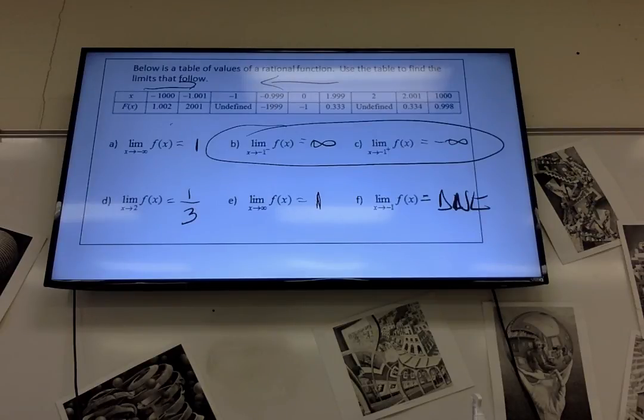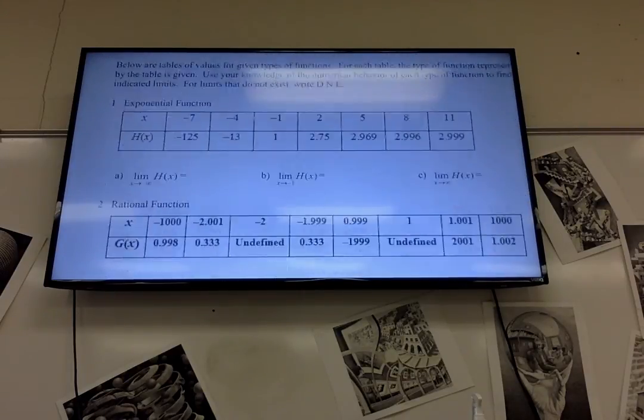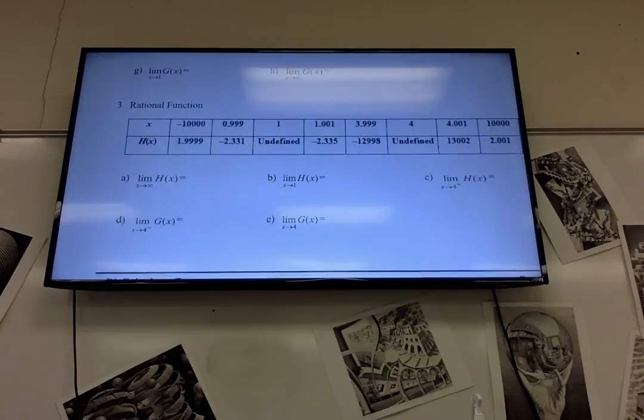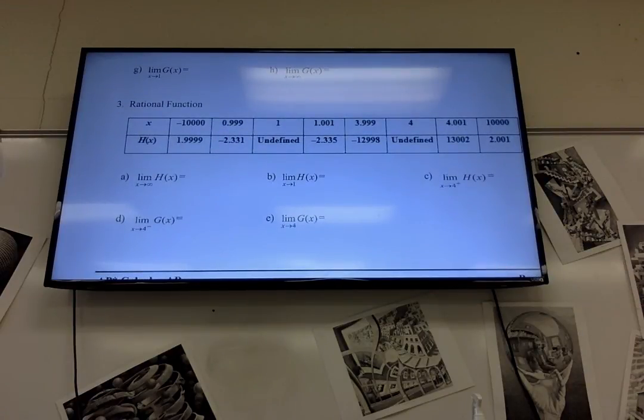I have a question. Yes, which one? Can you do number 3B? Yes, if I can find it. 3 part B, right? Okay. There we go. Limit as x approaches 1 of h of x.